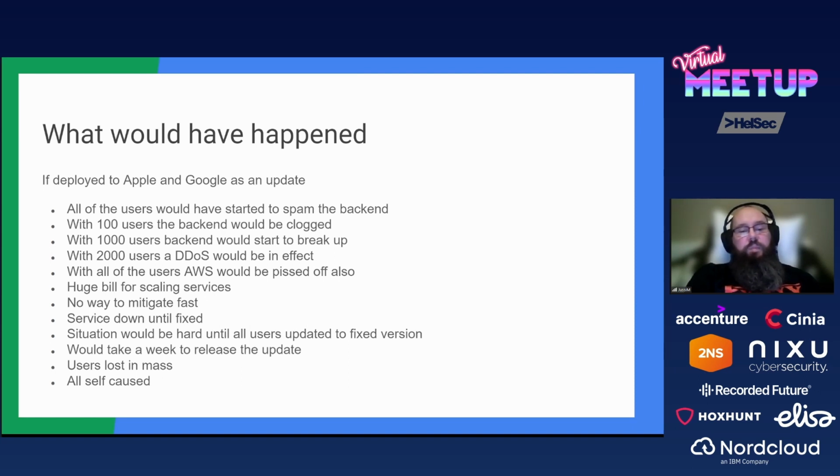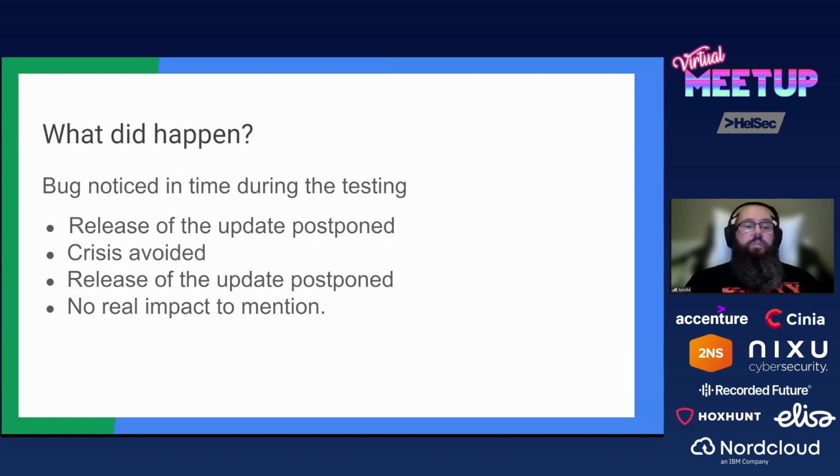We would have all of our Apple users spamming our backend, and of course we would have some mitigation method, but the part of the application using that endpoint would not work, and it would be really bad. So what did happen? Luckily it was just a normal testing, and we noticed it during the testing. So we just postponed the update. No crisis, nothing happened, no impact at all.